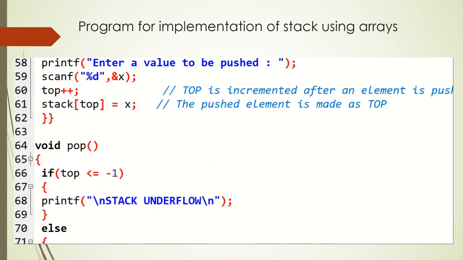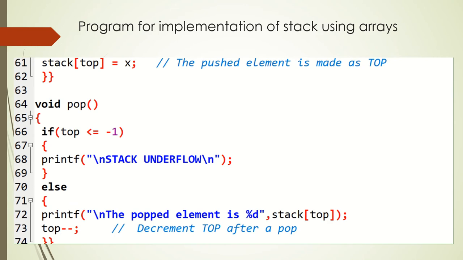And next is the pop operation. Void pop, if top less than or equal to minus 1, printf stack underflow. Here the stack is empty. From an empty stack, we can't delete elements. If top less than or equal to minus 1 is false, then it jumps to the else statement.